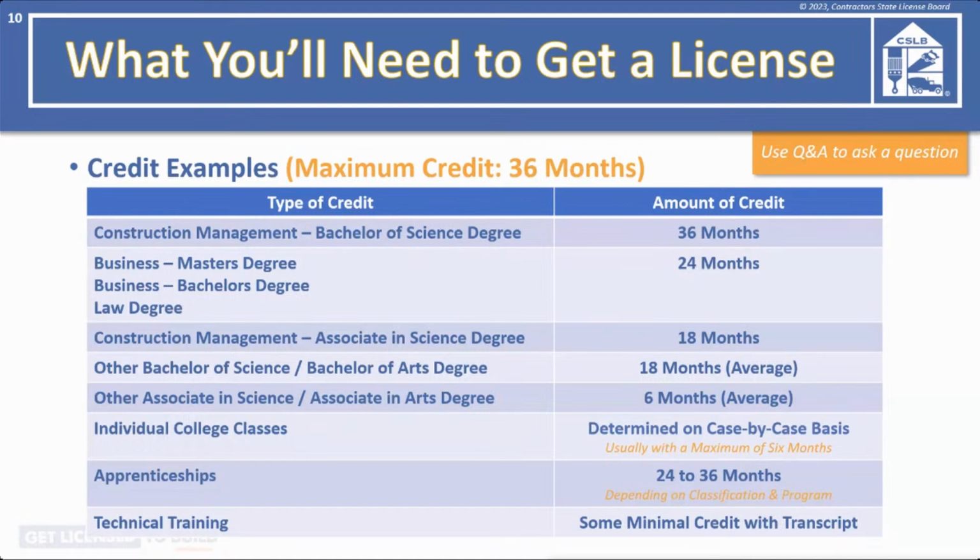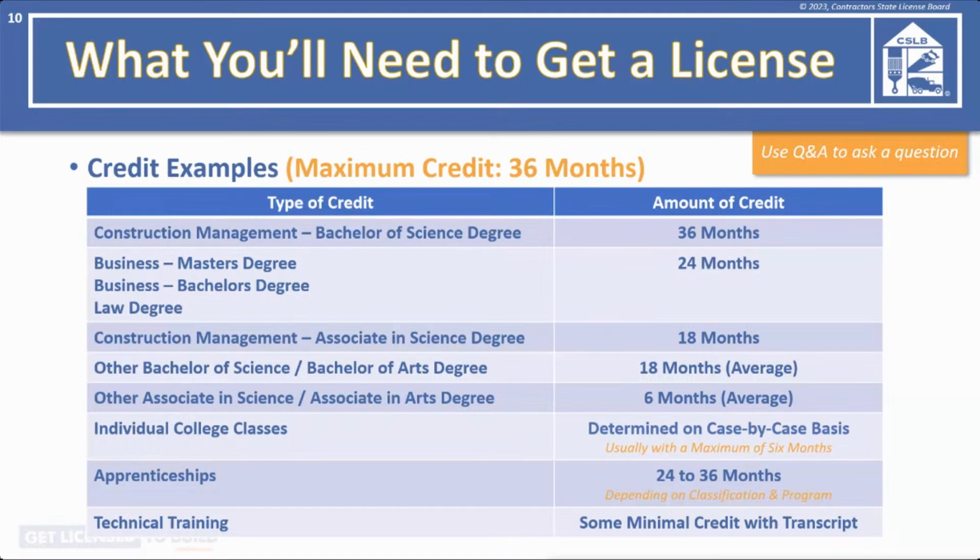The most education credit you can get is for a Bachelor of Science degree in construction management. That degree will get you the full 36 months of credit. Next is a master's or bachelor's degree in business or a law degree. Any of those will get you 24 months of credit. An associate in science degree in construction management will get you 18 months credit. A bachelor's degree in some other major will get you an average of 18 months credit.